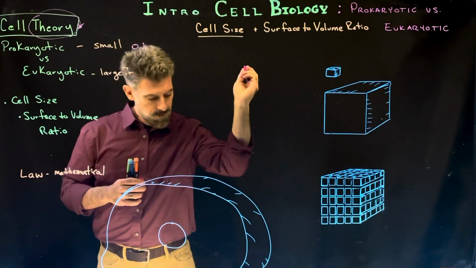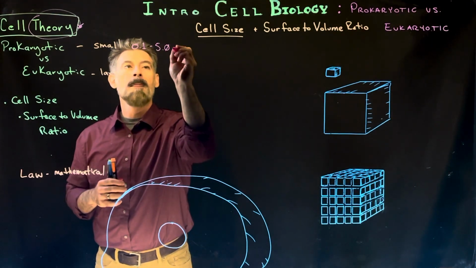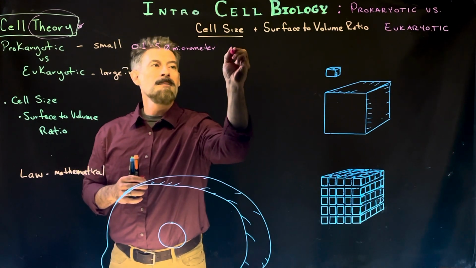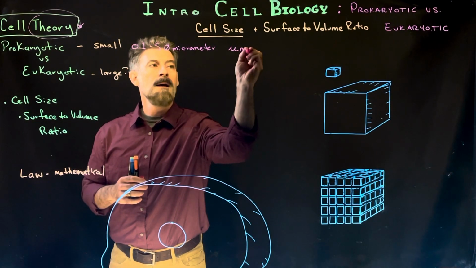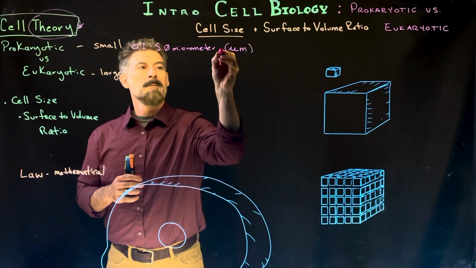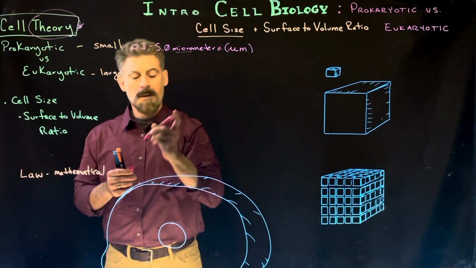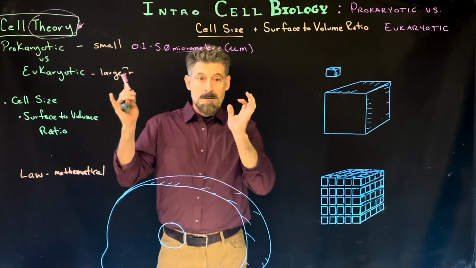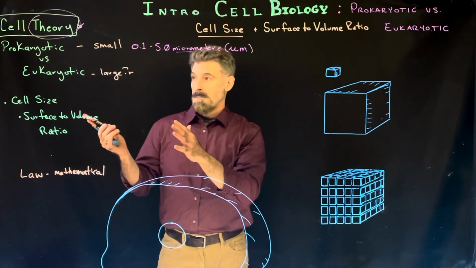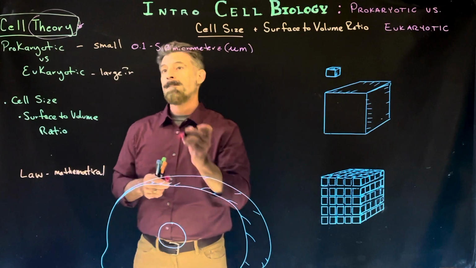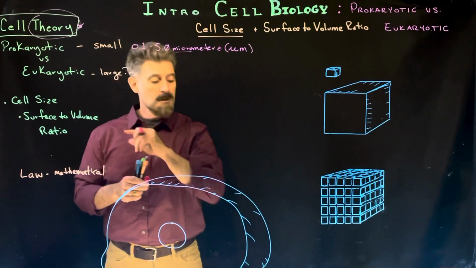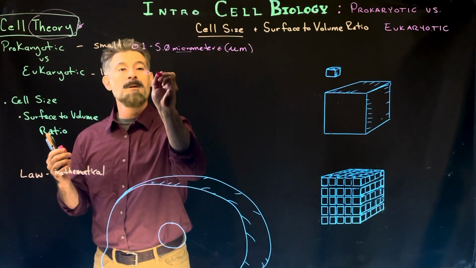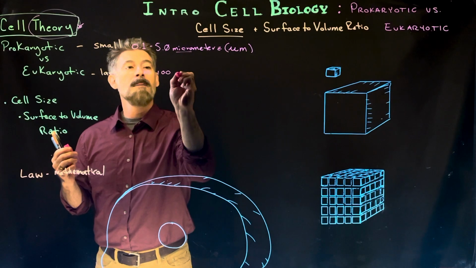0.1 to, we'll go 5 micrometers. And you're going to see sometimes it's a little U like this, M. So that is micrometer, or micrometer, that's how sometimes people pronounce it. So these are our bacteria and archaea. We'll get into this a little bit more, some of the characteristics we're talking about. Then we have the eukaryotic cells. Eukaryotic cells generally, again, we have to give them numbers, 10 to 100 micrometers.